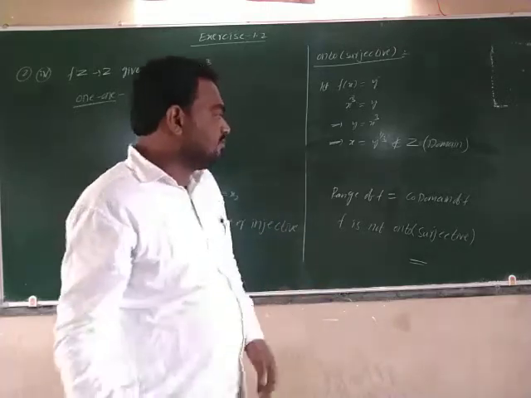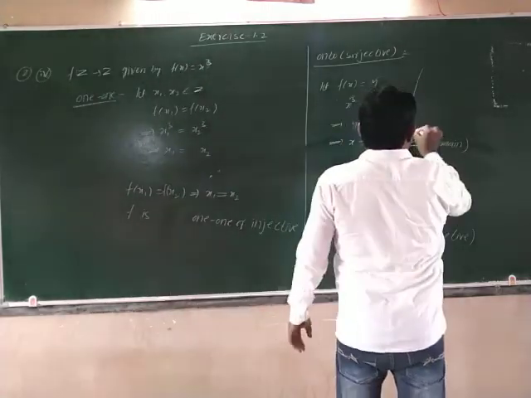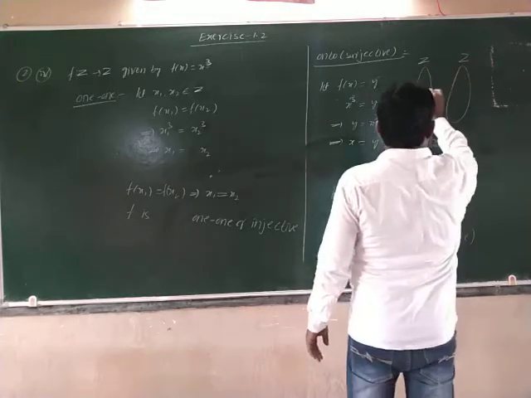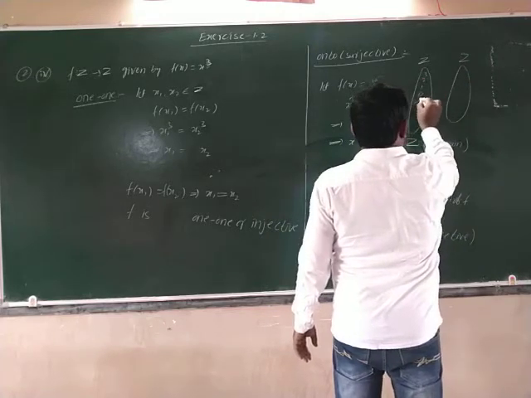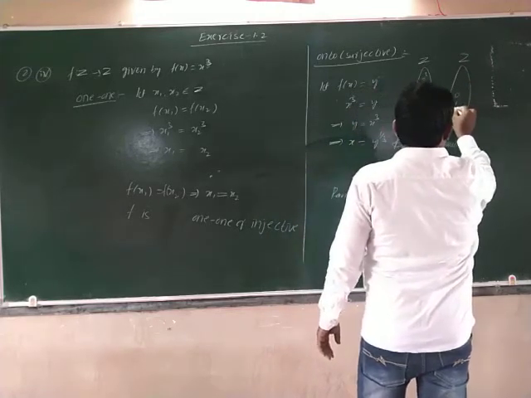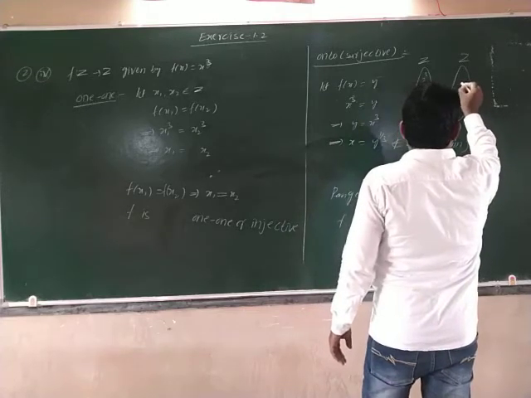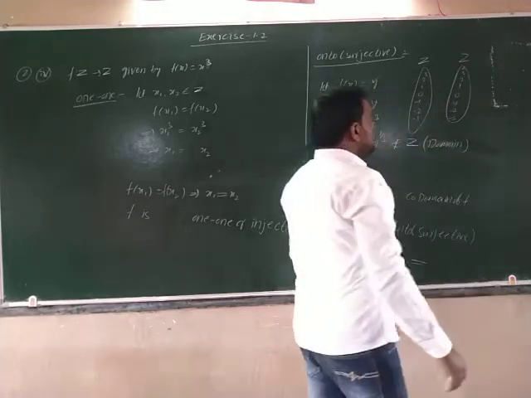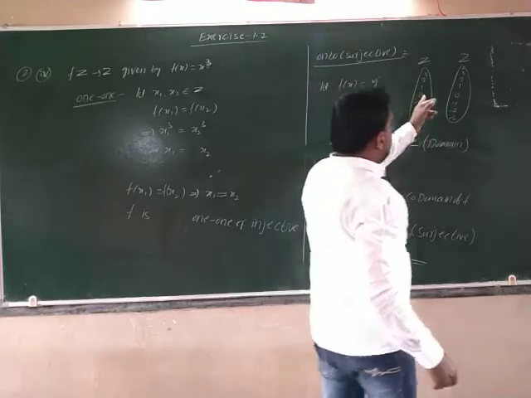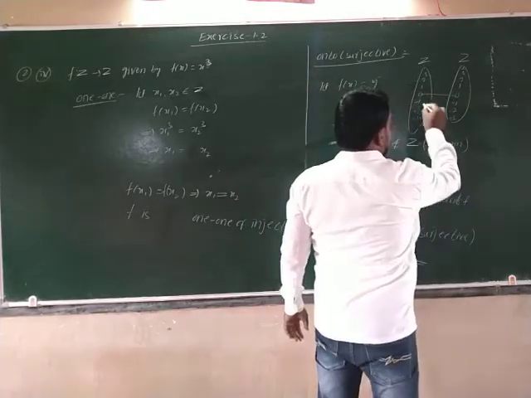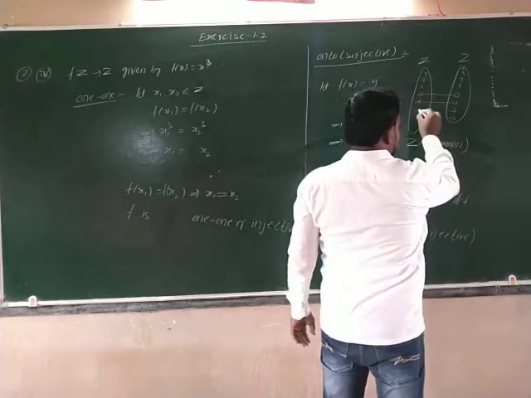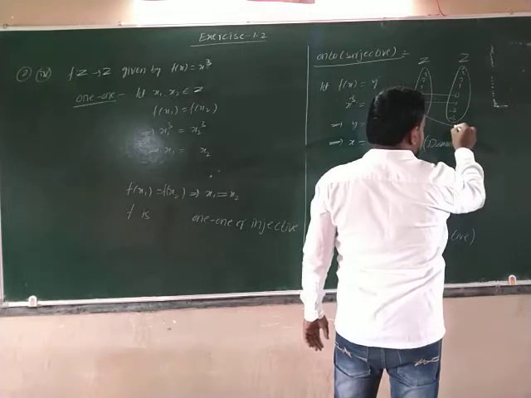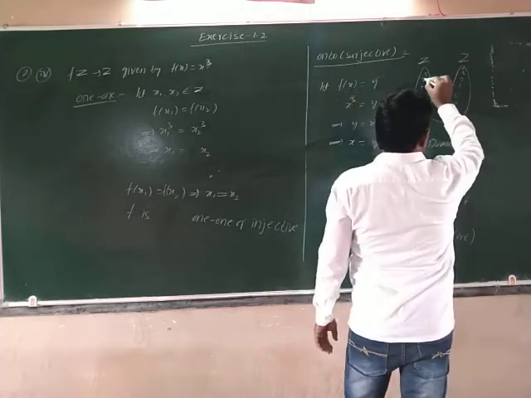For example, I am telling this with a mapping. Here Z is there: 0, 1, 2, 3 and minus 1, minus 2, minus 3, and next to it 0, 1, 2, 3, 4 and so on. Here you see 0 is related with 0 cube, which is 0 only. Minus 1 is related with minus 1 whole cube. Minus 2 is related with minus 2 whole cube, that is minus 8. 1 is related with 1, 2 is related with 8 only.